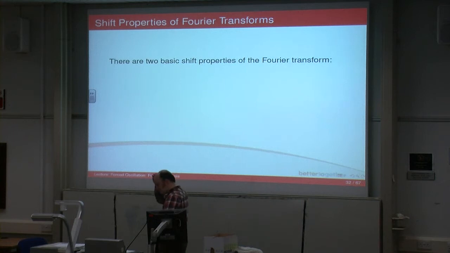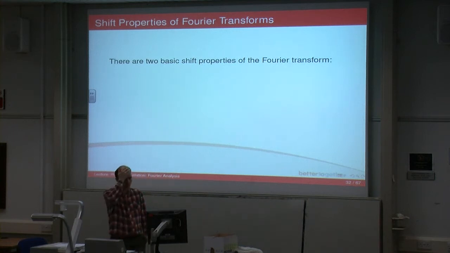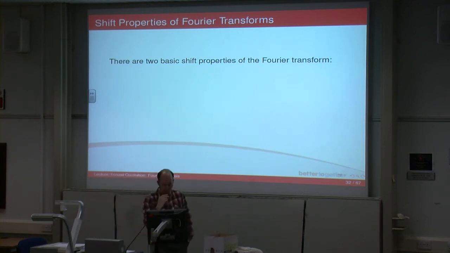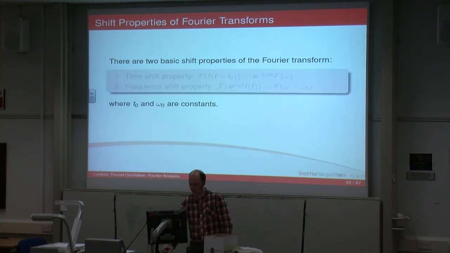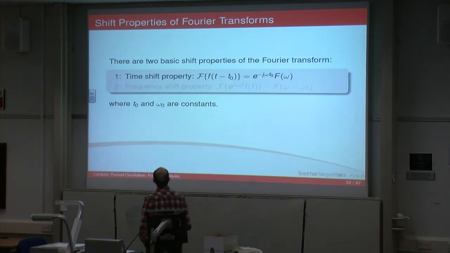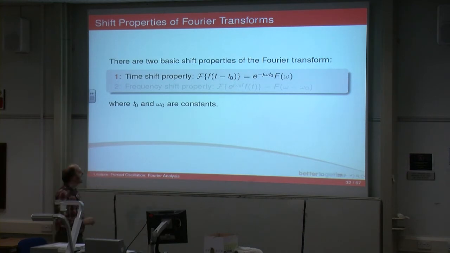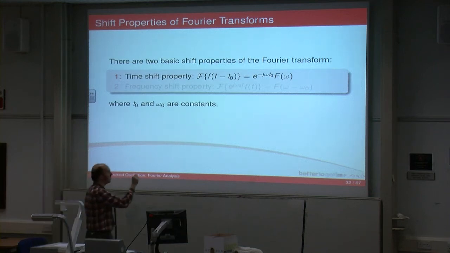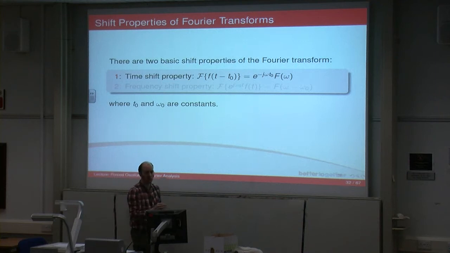Right, there's this thing called shift properties, okay? They're called shift properties because you're shifting stuff around along the x-axis, depending on whether that's time or frequency. There's two shift properties. There's the time shift property. The Fourier transform of a function in time that's been shifted by time t0 is equal to the Fourier transform of that multiplied by e to the minus j omega t0.